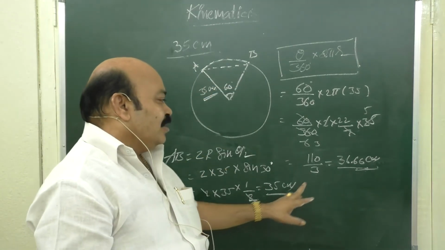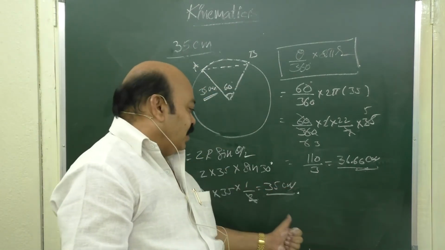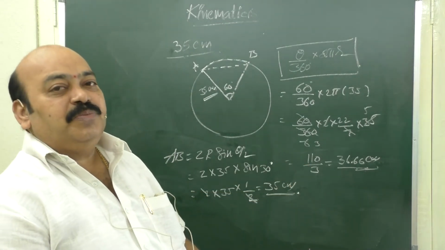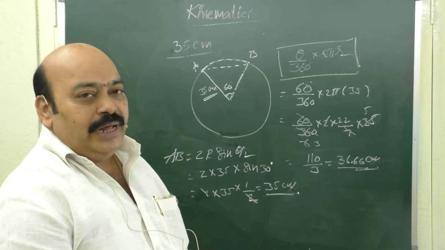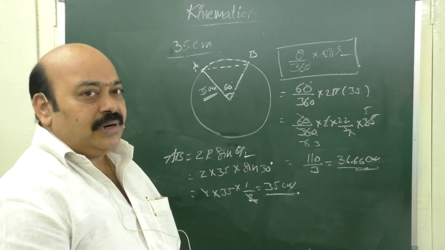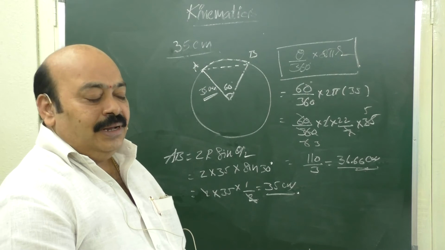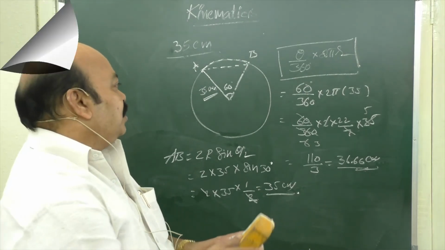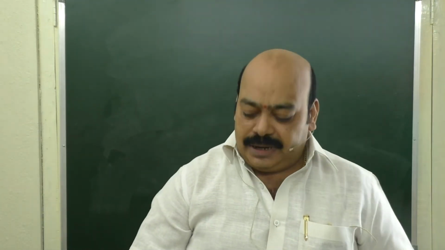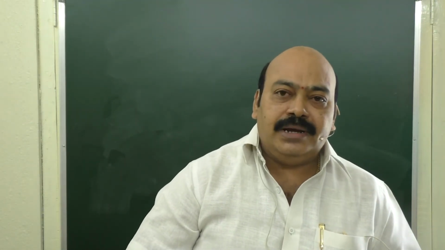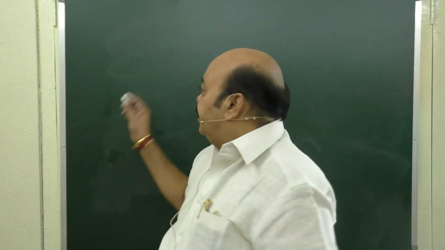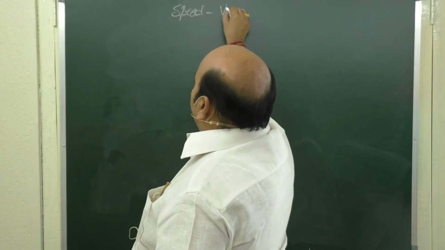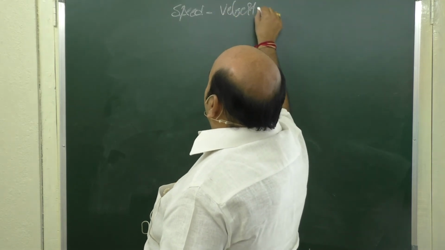Once again, we confirm that the distance travelled is more than the displacement. It is in good agreement with our previous discussion. Distance is mostly measured greater than the displacement. The next pair, speed and velocity.